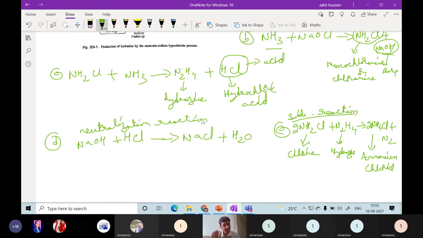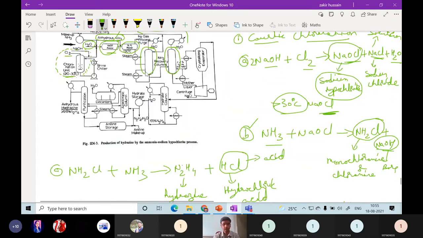Okay, after recovering NH3 from this unit, NH3 will be recycled back, and the product NaCl plus whatever byproducts are formed, the base plus this acid, will react with each other and a neutralizing salt will be formed there. Then here the salt will be converted to crystals.